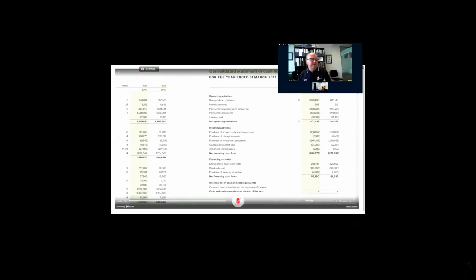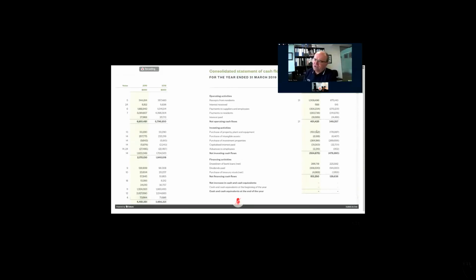$364 million. Capitalised interest paid $31 million. Advances to employees $2.3 million. Net investing cash flows $554 million. That includes about $500 million, 364 plus 150, where money is being invested in new properties. This is one big property development company, Ryman Healthcare. Not many companies are building $500 million worth of new buildings.